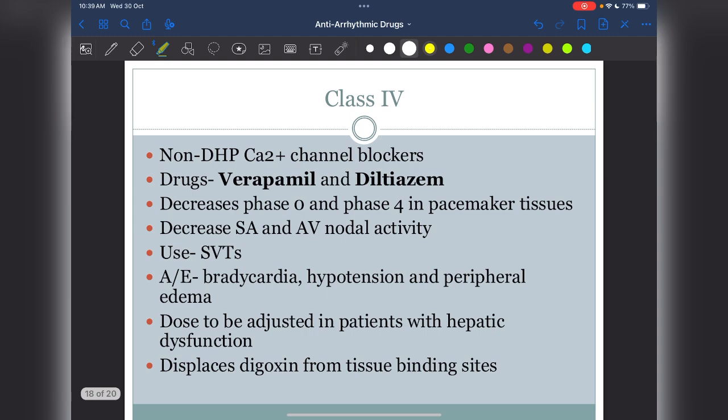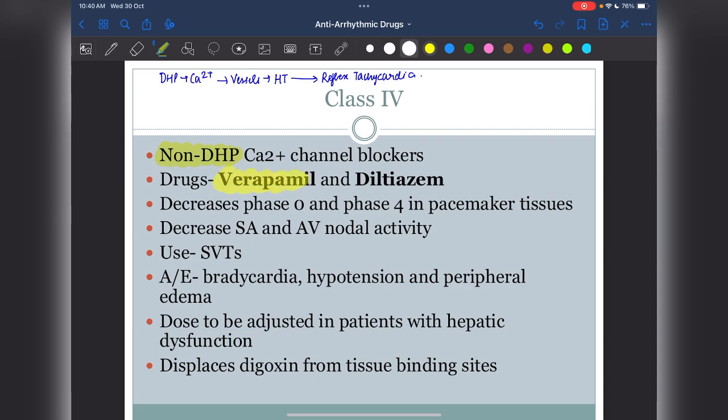Okay, coming to class 4, the last category of drugs before we move to unclassified drugs, that is calcium channel blockers. The calcium channel blockers that we have here are the non-DHP. Why? If you use DHP, they will block calcium channels in vessels as well, due to which there will be hypotension and ultimately reflex tachycardia.